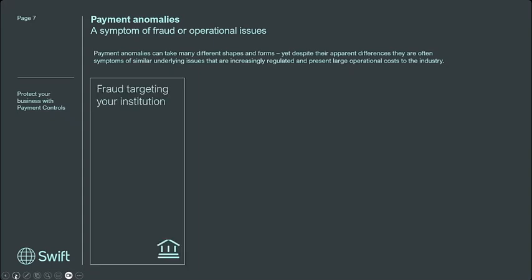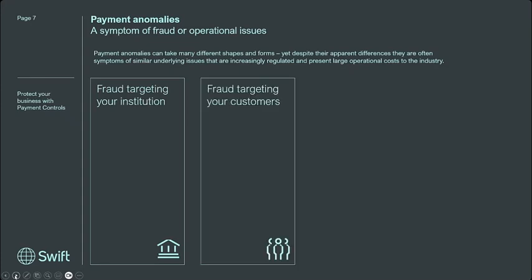So first is fraud targeting your institution. When we speak about fraud targeting your institution, we're thinking about the classic high value, high risk cases where attackers try to move large sums of money out of a bank. They're usually sophisticated, often cyber enabled, and potentially impactful if not caught. So this is your stereotypical fraud that people often first think of when discussing fraud.